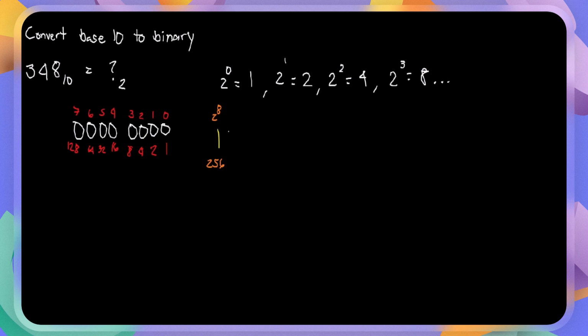Next, let's go to a lower number. Obviously, just by looking at 128, if we add that to our 256, that's going to be much too large for 348. So let's just write a 0 there. But I do think we can fit our 64, which is just going to be 2 raised to 6. So let's write 64 here.